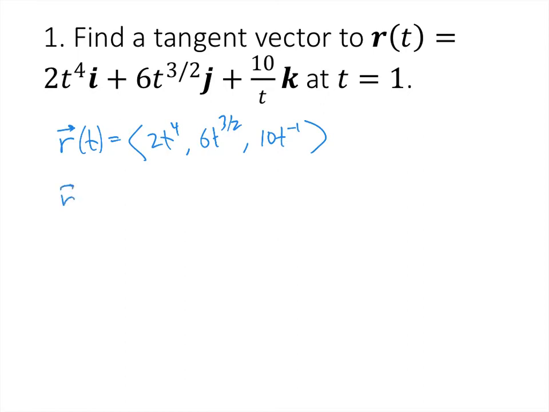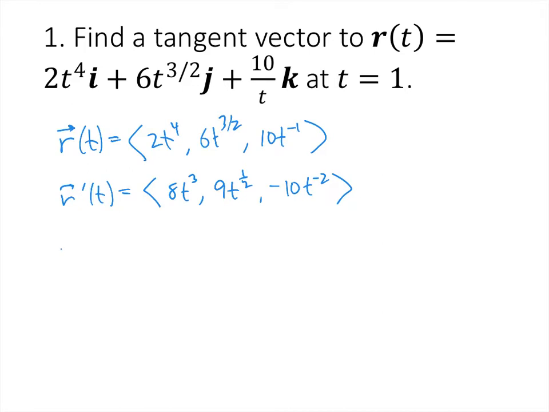So the tangent vector is just going to be the derivative of this vector-valued function. And when we take the derivative of a vector-valued function, we take the derivative component-wise. So it's just the derivative of the x component, 8t cubed, the derivative of the y component, 6 times 3 halves is 9, subtract 1 from that exponent, I get t to the 1/2, and then negative 10t to the negative 2.